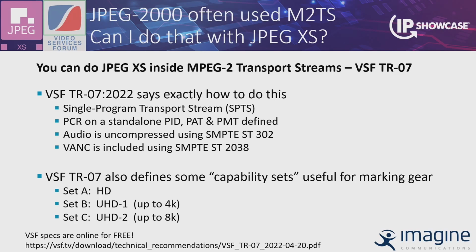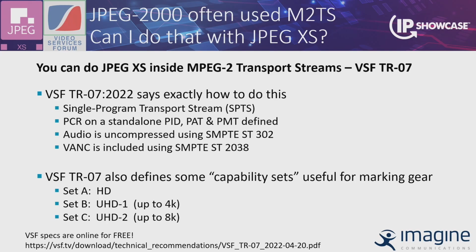In TR07, we also defined some capability sets, because the idea is you as an end customer could say, I need an encoder for JPEG-XS, I'm going to do TR07 mapping because of some application requirement, and I need it to do HD. And so you can say, VSF TR07 capability set A, and that's a spec, and you can put that in your purchase rec, and vendors either comply or they don't. It's straightforward, instead of you having to document all the little piece parts that they have to comply to.